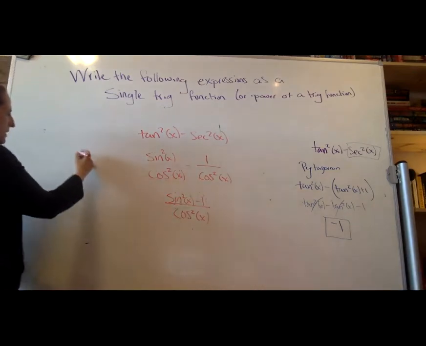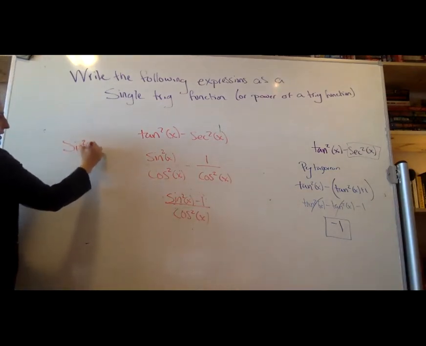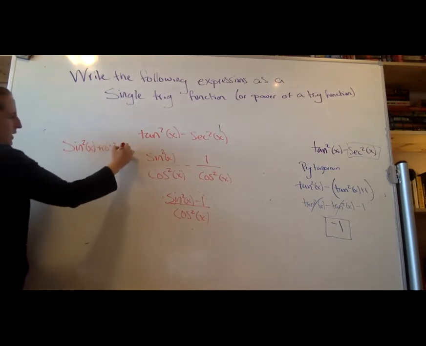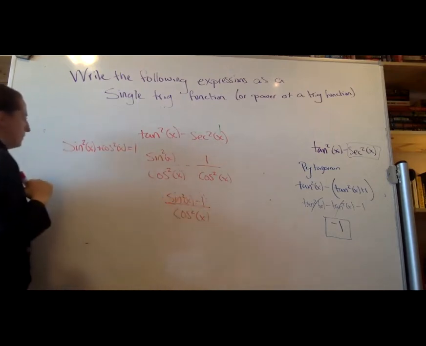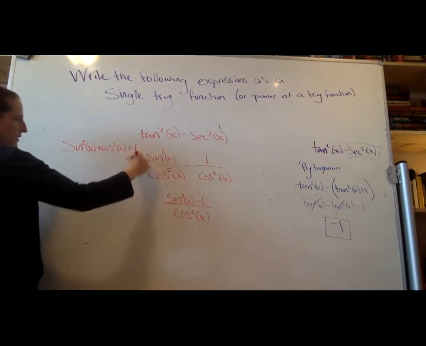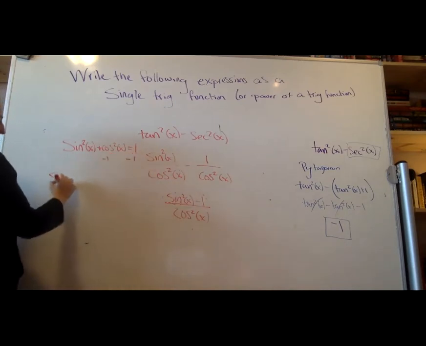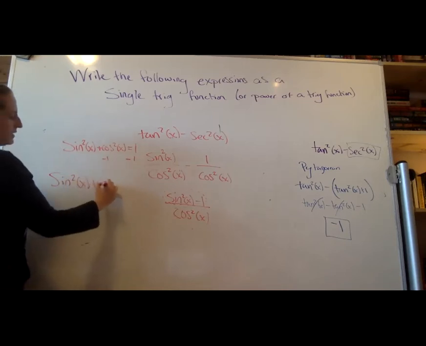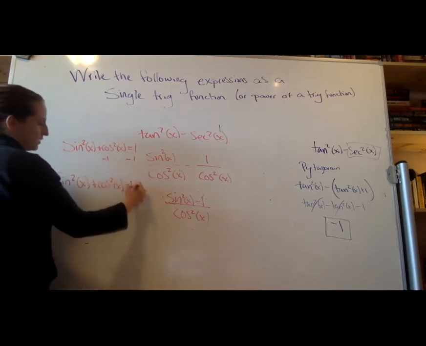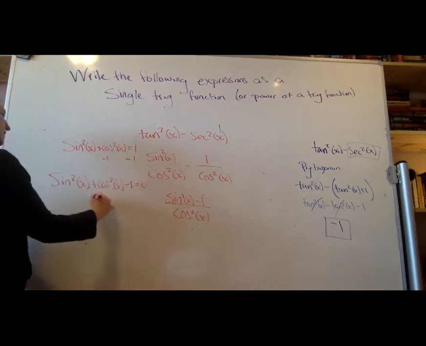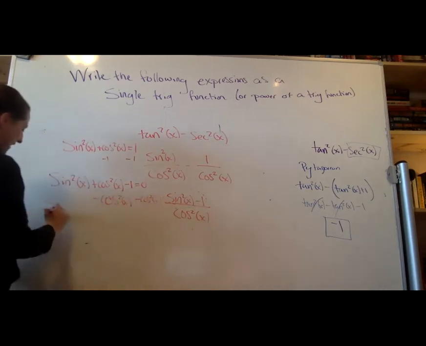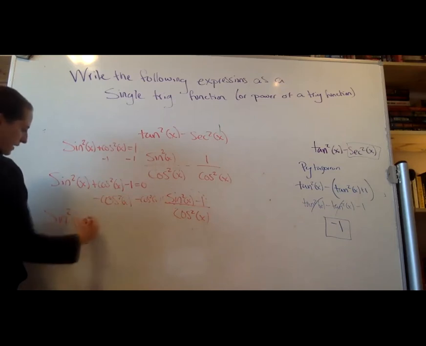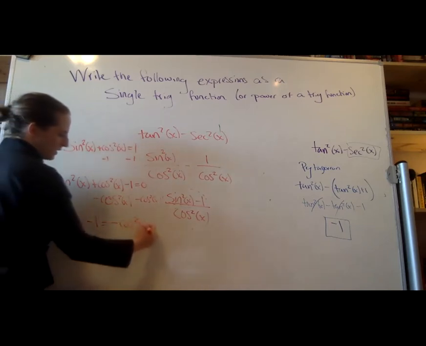Sine squared, what's the Pythagorean identity involving sine squared? Well, it says sine squared of x plus cosine squared of x equals 1. We have sine squared of x minus 1. So I'm going to do a little algebraic manipulation. If I subtract 1 from both sides of this, I'm going to have sine squared of x plus cosine squared of x minus 1 equals 0. And I'm going to move my cosine over. So I'm going to subtract cosine squared of x from both sides. That gives me sine squared of x minus 1 equals negative cosine squared of x.